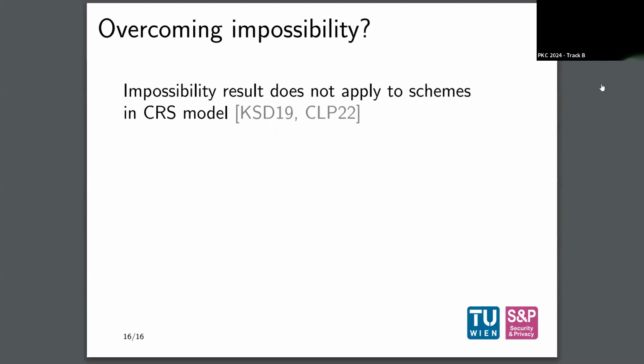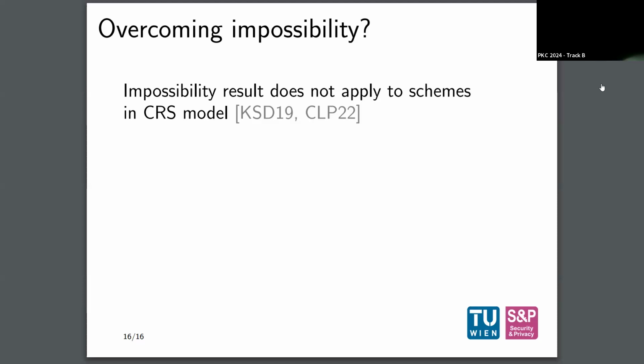Okay, so how could we overcome this impossibility, or where do we go from there? One thing to note is this impossibility does not apply to the schemes that were constructed in the CRS model. And the reason for that really is that in our case, the reduction would be able to choose the CRS. And that means that the reduction doesn't have to use an honestly generated CRS, but it can choose a CRS such that it can then later figure out whether an adapted signature has been seen before or not.